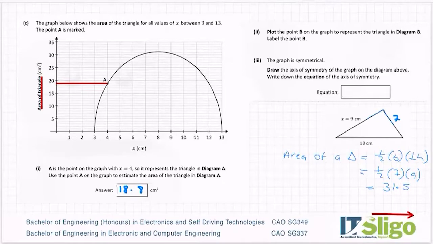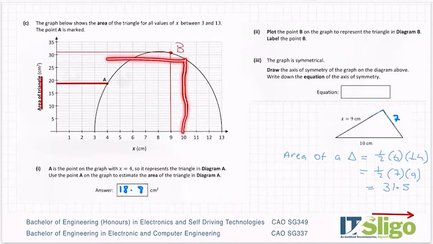So 31.5 is a little bit up there. Let me come across 31.5 as best you can, and you can see that you're going to hit off it at 9. So that is the point B. I hope that makes sense. If I had gotten an answer less than 30, I would have come across at 10. Okay, so that was part 2.